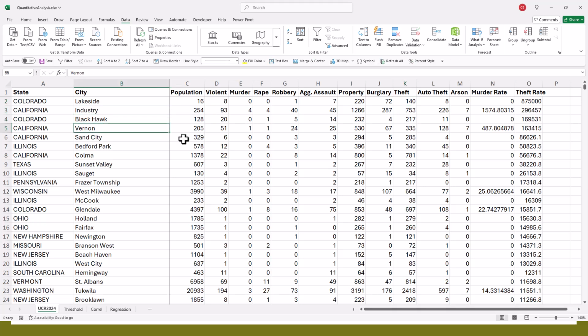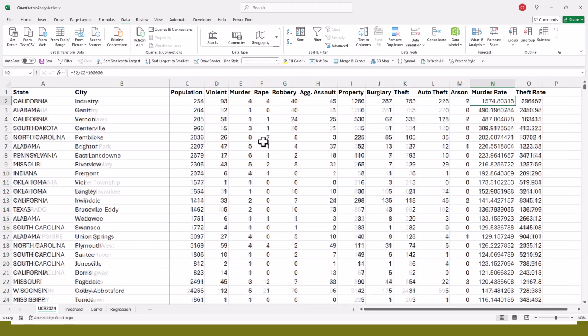Same problem with Industry. Both Industry and Vernon, they're really close to each other, and they have the same issue with being industrial cities where there are a lot of workers during the day. Blackhawk, I think, has 128 people and a huge casino, so that explains that. With these small populations, the point is a lot of these cities get a little bit unfairly targeted.